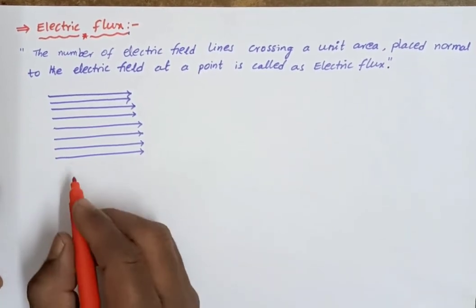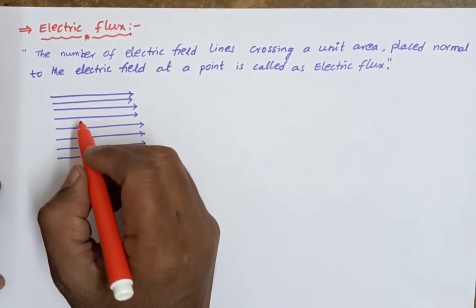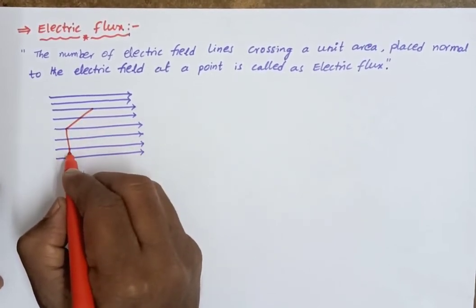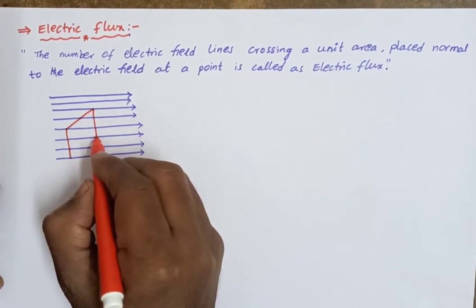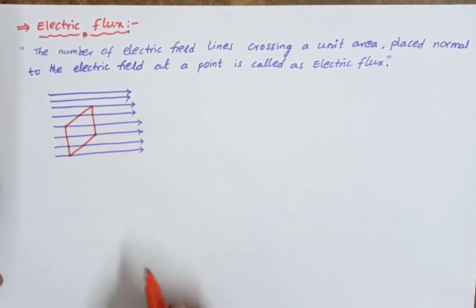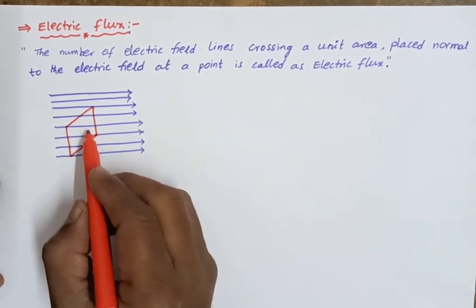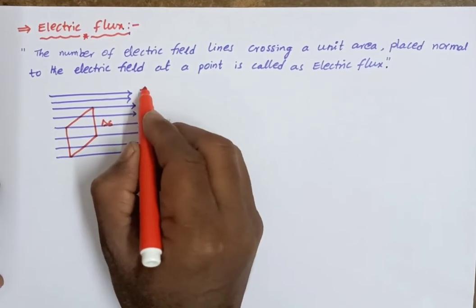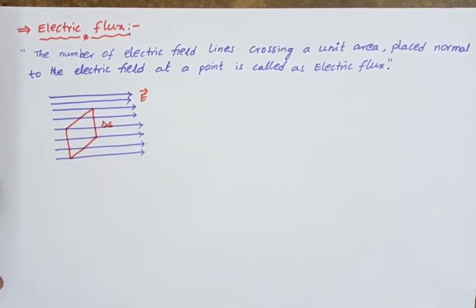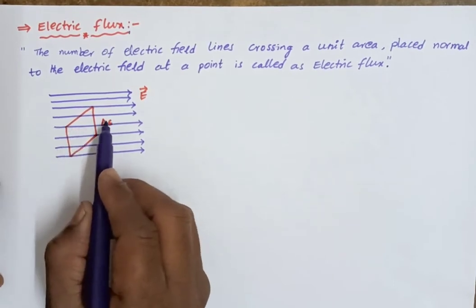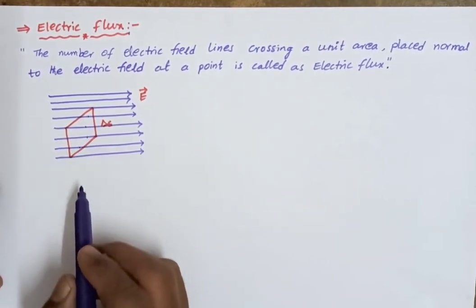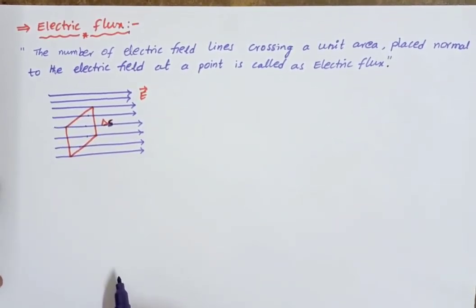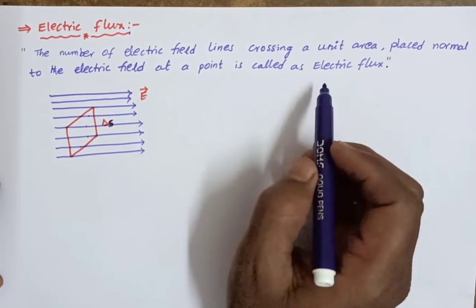For example, we consider a unit area. This is a certain area, and the area is delta S. The electric field strength is E. So the electric field lines, 1, 2, 3, 4, four lines are crossing through delta S. Then it is called the electric flux.